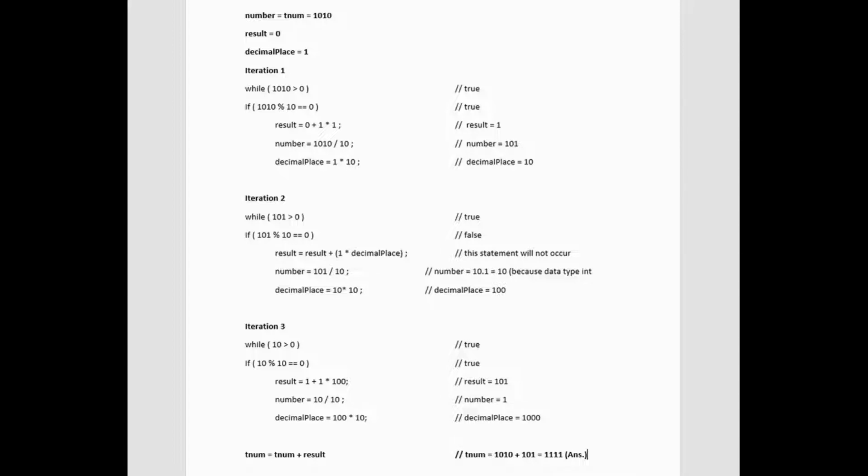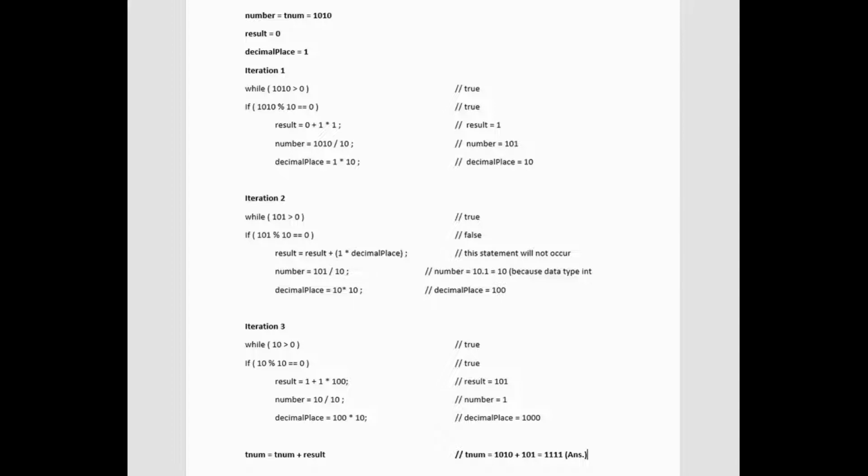After this, inside the if, result equals result plus 1 into decimal place. So first result is 0. So 0 plus 1 into decimal place. What is decimal place right now? It is 1. So result equals 1. And after that number equals number upon 10. So 1010 upon 10, and then the number would be 101. Just remember the things written in the comment line.